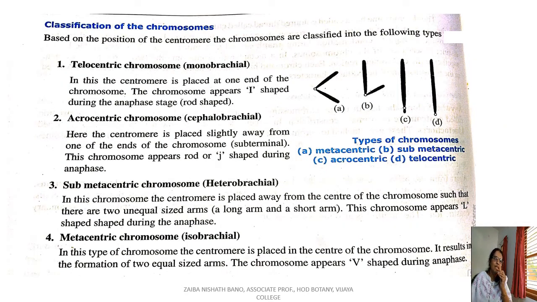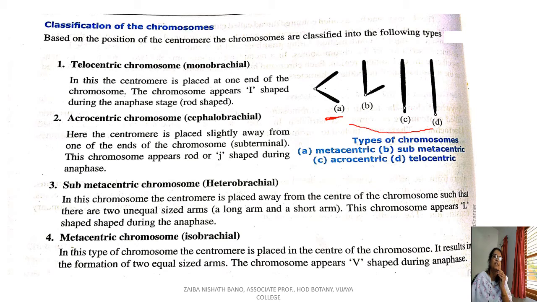Now coming to the classification of the chromosomes. Here to my right, you can see 4 diagrams. The shape of the chromosome varies according to the position of the primary constriction. So based on the position of the primary constriction or centromere, we have 4 categories of chromosomes. The first one is called the telocentric chromosome, which is the last one, figure D in the diagram.